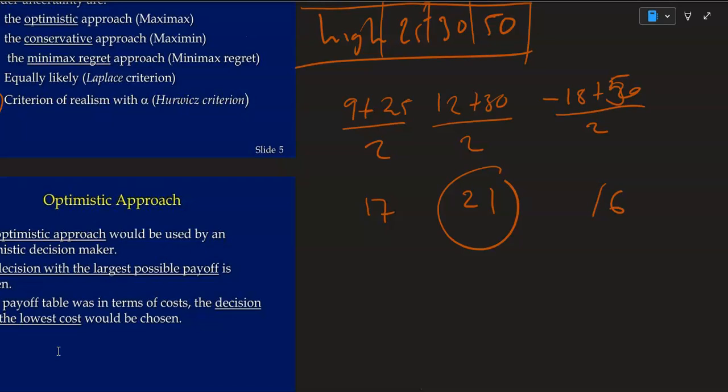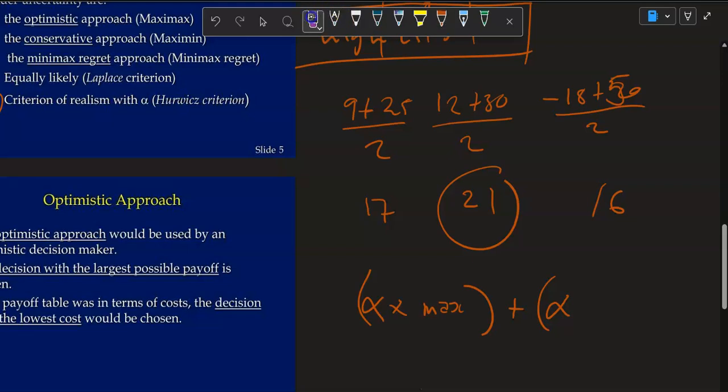Okay, so the general formula is alpha multiplied by the maximum outcome pay, plus 1 minus alpha multiplied by the minimum. That would be our general formula.